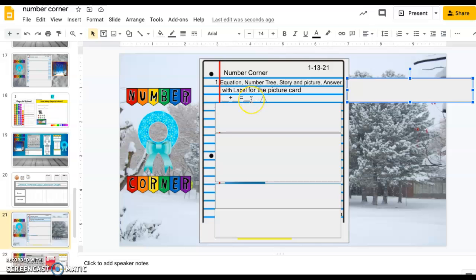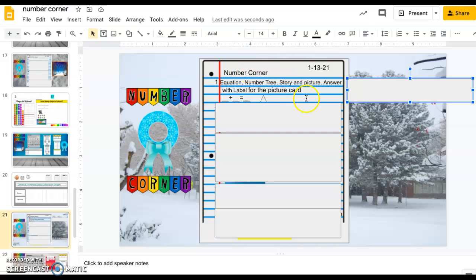Now, this equation doesn't have a story with it, so you get to write the story that matches. Again, you get to choose the topic because there wasn't even a topic given to us. So write a story, and when you're done writing your story, draw the picture that matches the story. And again, the story and the picture will match the number tree as well as the equation.